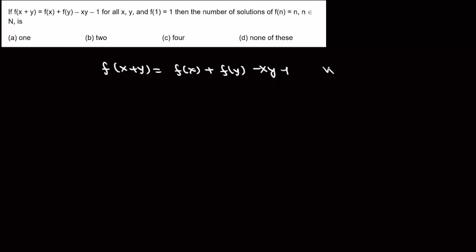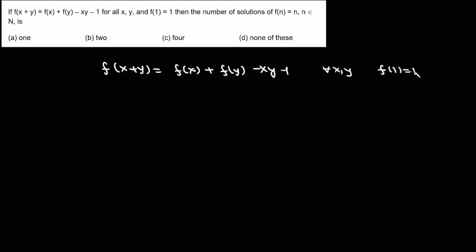Now here is the question. We are given a function defined as f(x + y) = f(x) + f(y) - xy - 1 for all x, y, and we are also given that f(1) is 1. We need to find the number of solutions of f(n) = n.